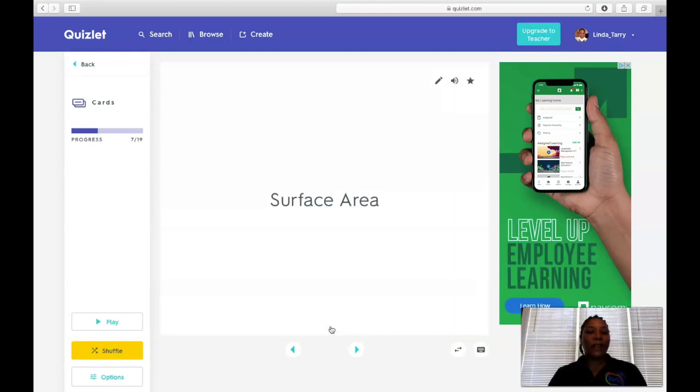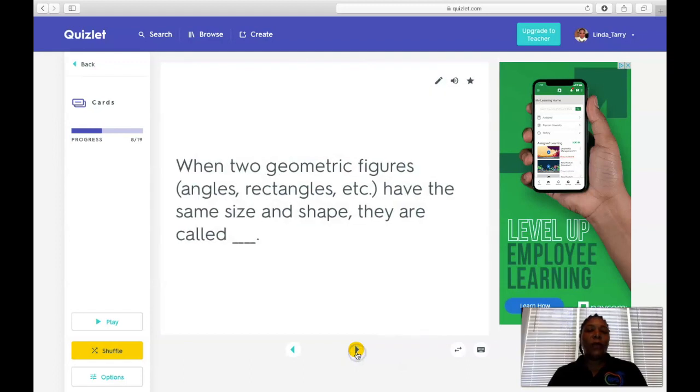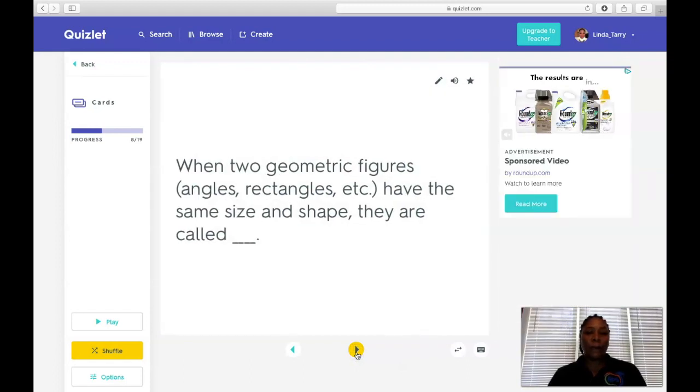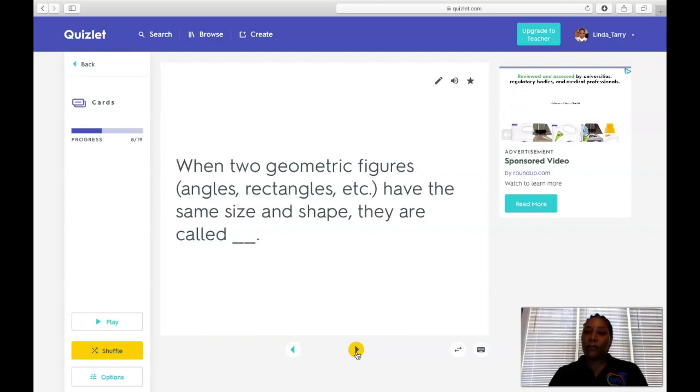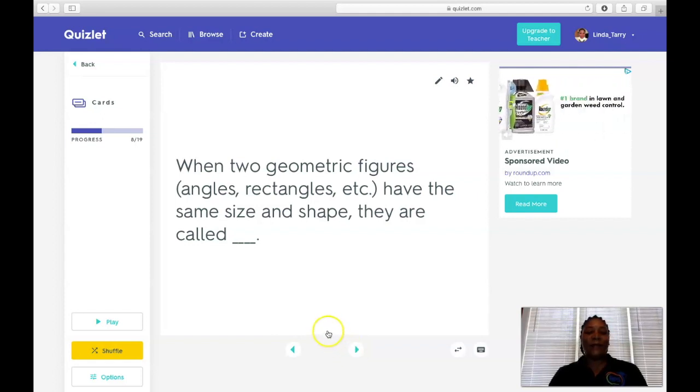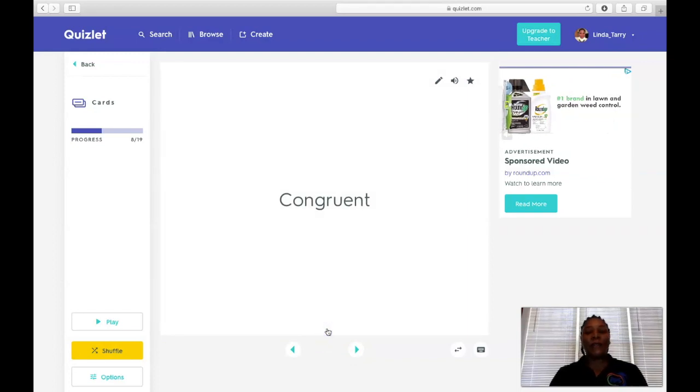The surface area. Great. I'm going to do a couple more, and then I'm going to show you some other things that you can do when you get to doing this on your own. When two geometric figures, angles, rectangles, etc., have the same size and shape, they are called what? Ready? There you go. Congruence.